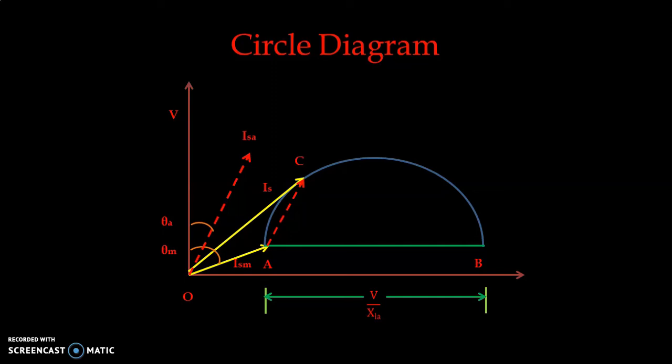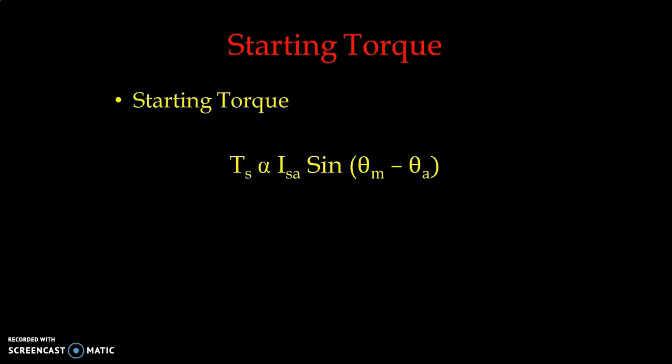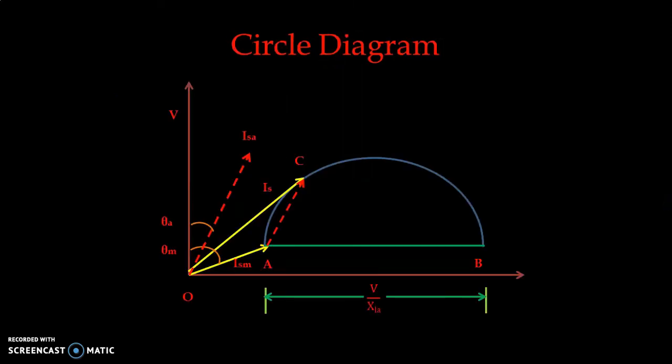If we change the resistance of the starting winding, then accordingly the starting current changes. So starting torque is proportional to ISA, that is starting current of the auxiliary winding, and sine of theta m minus theta a. Again, if we go back to our circle diagram, one thing is very clear, that starting torque is proportional to ISA and sine of theta m minus theta a.